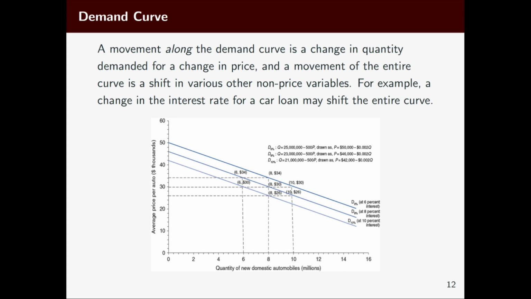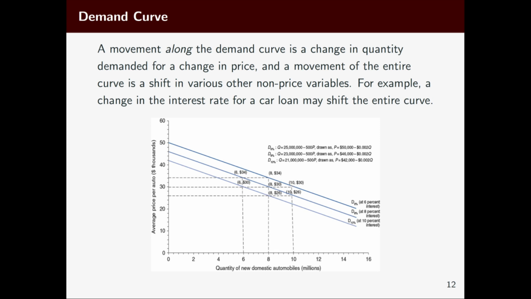Okay, so movement along the demand curve is going to be a change in quantity demanded, and a movement of the entire demand curve is a shift in really anything else that is not price. For example, if we're at this outermost demand curve, and we move from this point to this point, that's a change in quantity demanded. So quantity demanded is changing from 8 million cars to 10 million cars, as the price changes from $34,000 to $30,000. So cars are getting cheaper, and so quantity demanded is responding by increasing by 2 million cars.